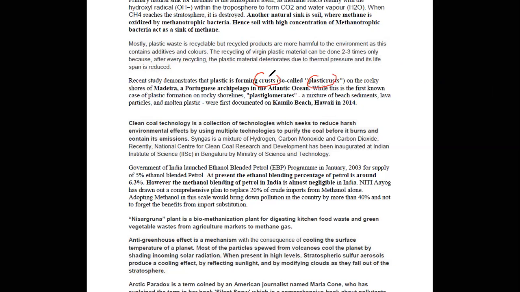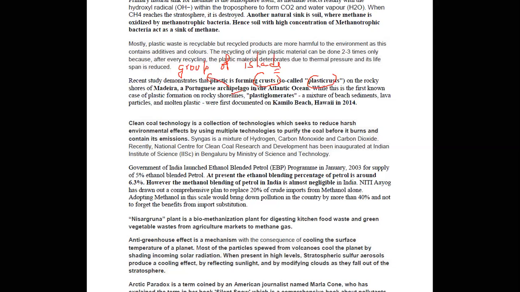Archipelago is a group of islands. When we talk about archipelago, it is a group of islands. Fine. So that has been formed, and we'll also see how plastic crust looks. And this particular Madeira is a Portuguese archipelago. So they can even ask you a question framed like: Madeira, a Portuguese archipelago, is recently in news for this. So you have to understand it is recently in news for this plastic crust scenario. And this is the first known case of plastic formation on rocky shoreline. So this is plastic crust.